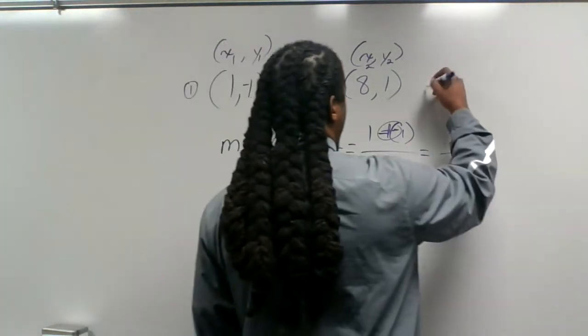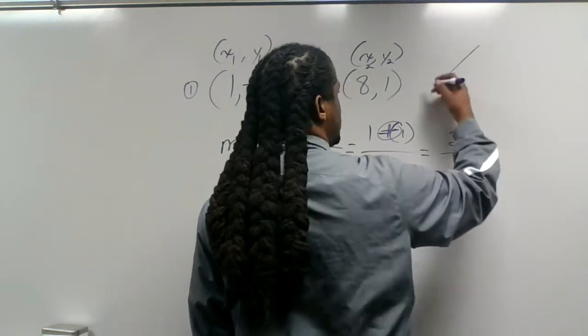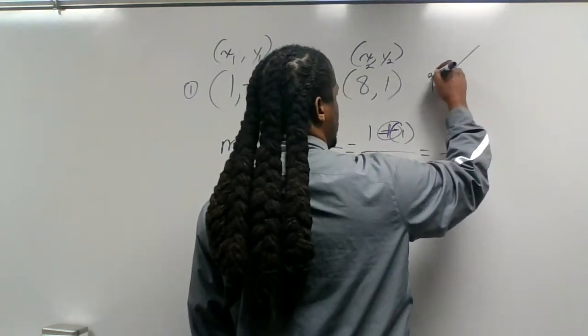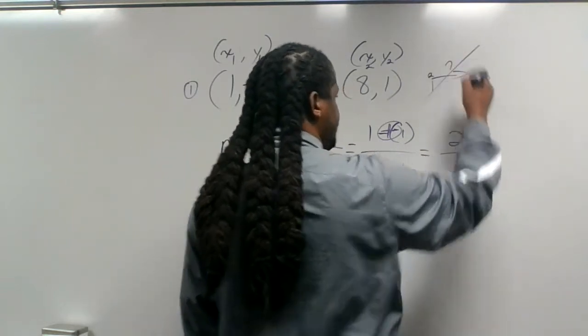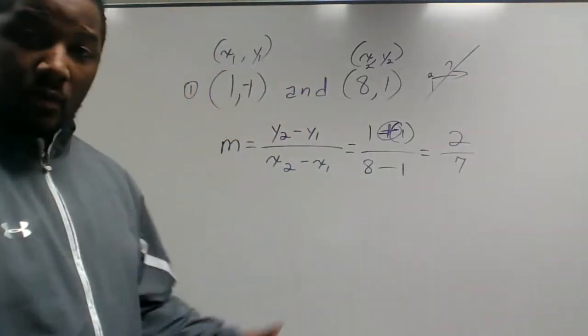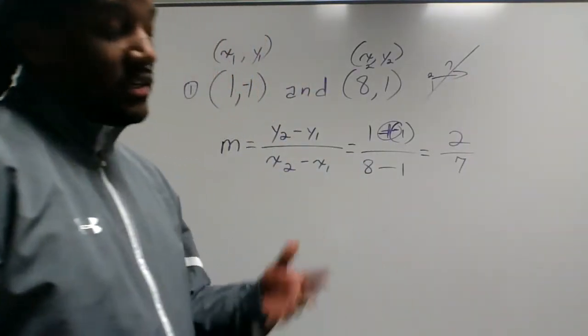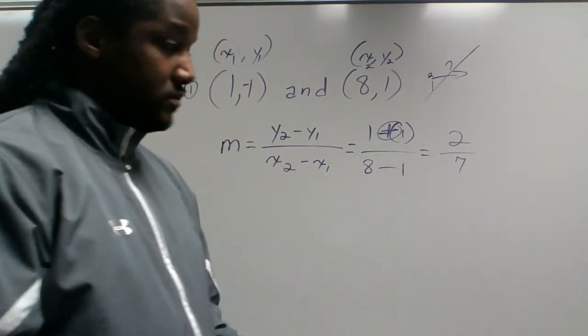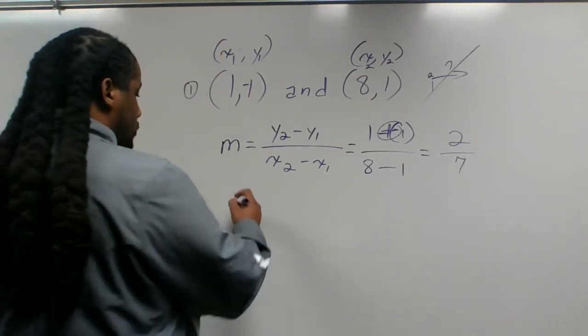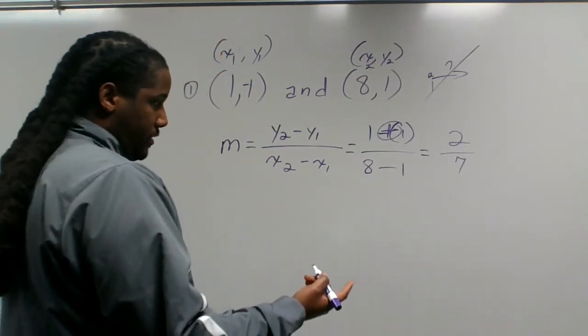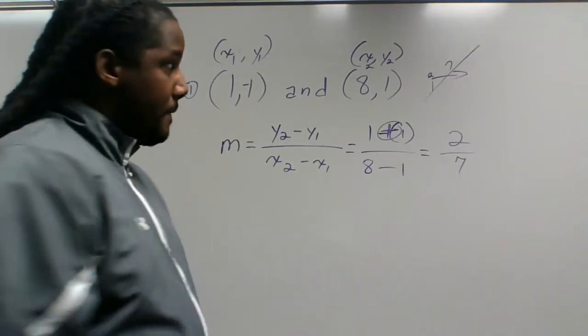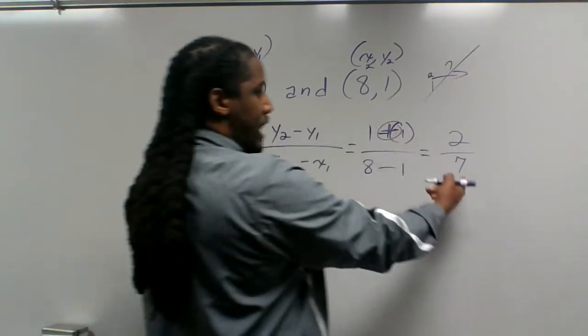Slope means we have a rise over run. If we were to graph this, we would be going up 2 and over 7. Now that we've found the slope of this line, we still need to find the equation of that line. So we're going to use our point slope formula. Why are we using point slope? Because we have a point and now we have a slope.